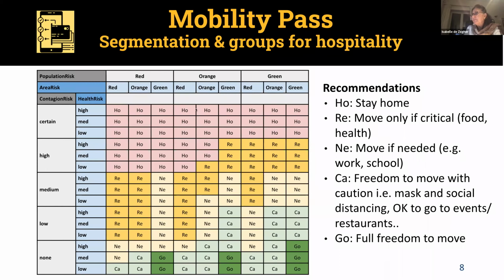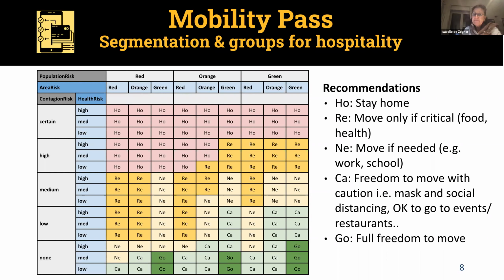So, for example, if the country is in a red stage, but you want to go into a green area and there is no contagion risk, because that's proven based on your data, then you should have full freedom to move. But if you want to go into a red area, then you'd need some limitation. You would need to move only if it's needed.